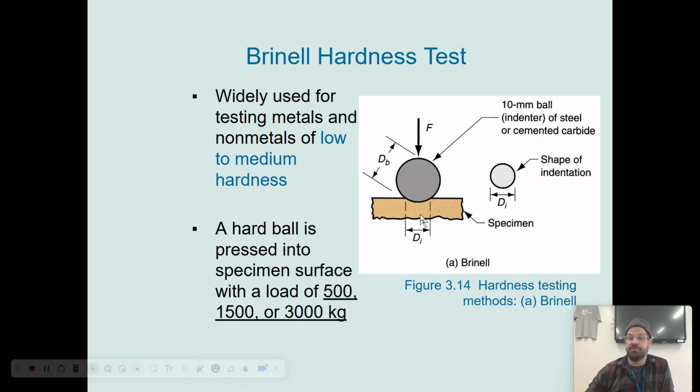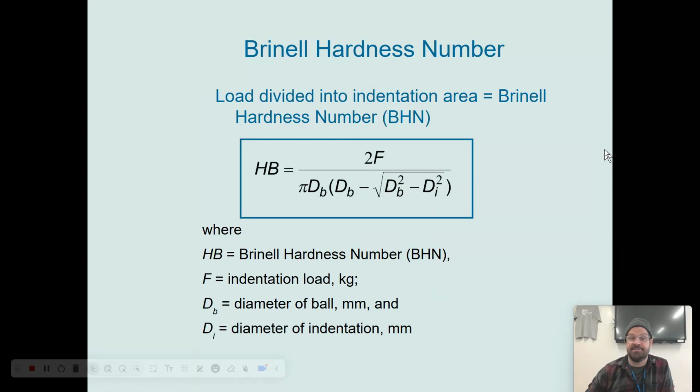And so they're going to be able to measure, and they know the diameter of this ball, and they're going to measure the diameter of the circle that gets indented into the specimen, and they are able to calculate based on the force and the change in the diameter, how big this diameter is here, how far it went in, and that's a measure of the Brinell hardness test.